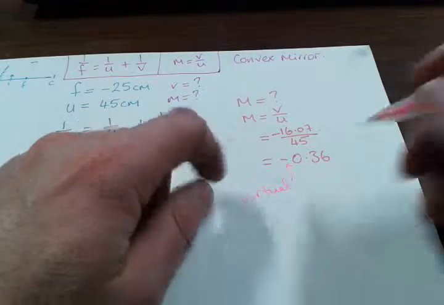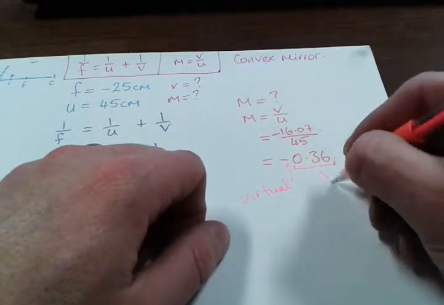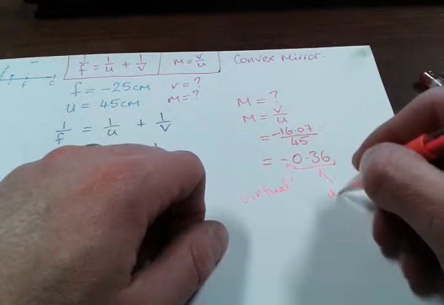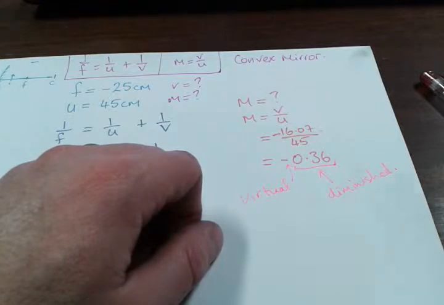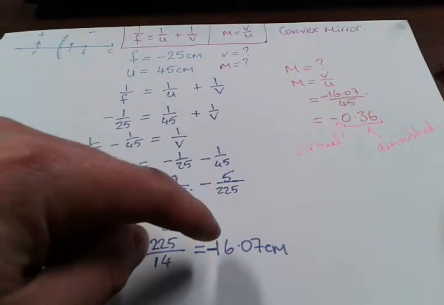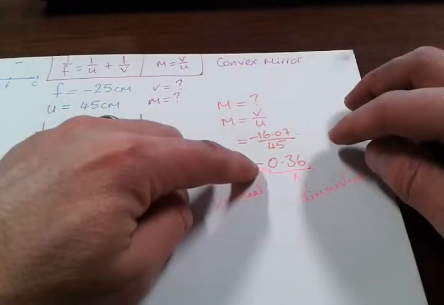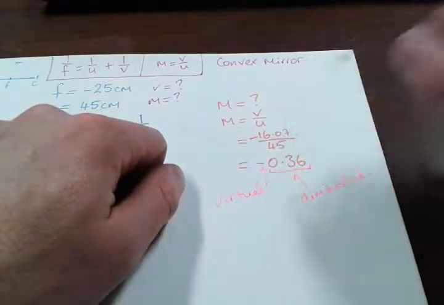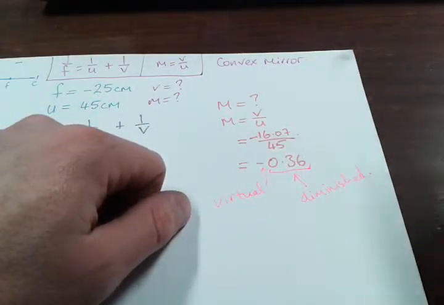And the fact that this is between 0 and 1 means that this is diminished, as we expected. So the values look right, because I've got a negative value for v, which is correct. I've got a negative magnification, and I've also got a small magnification. This shows that this is a diminished image. Okay.